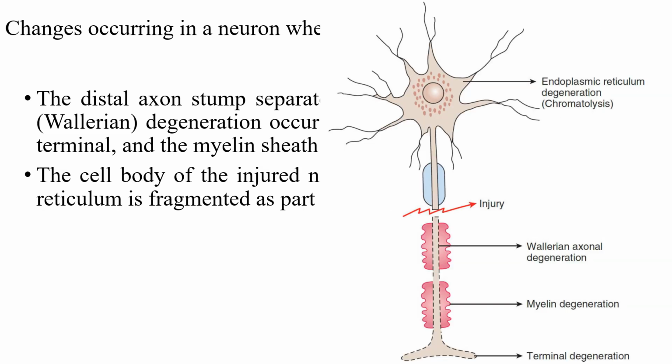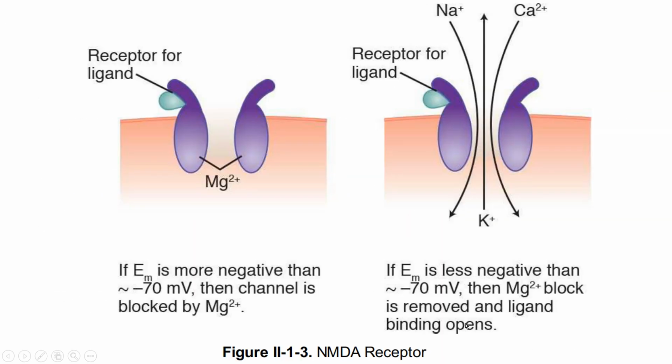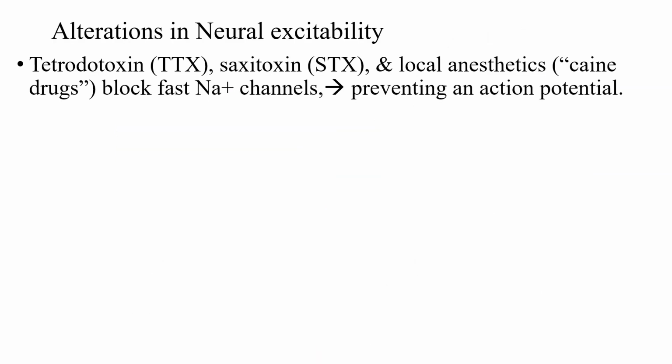So if neurons here are blocked, what will happen? It will not go. So tetrodotoxin, saxitoxin, local anesthetics block fast sodium channels, preventing action potential, right?